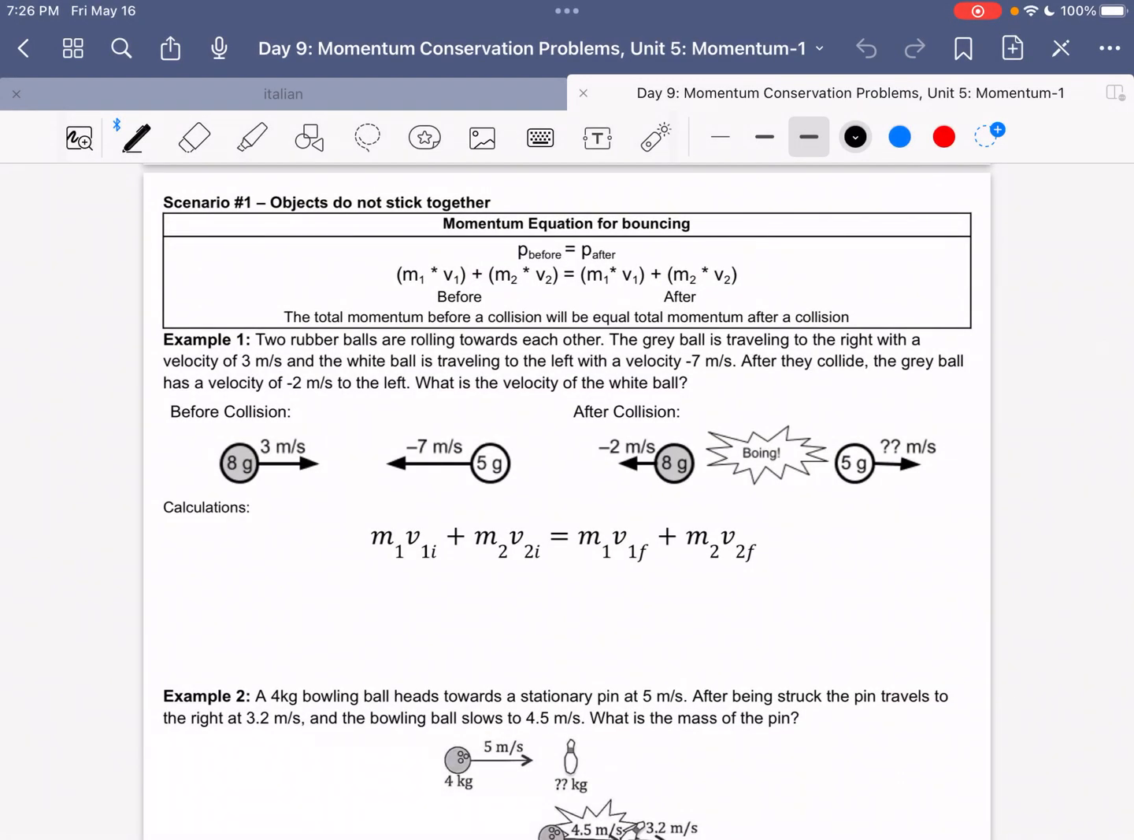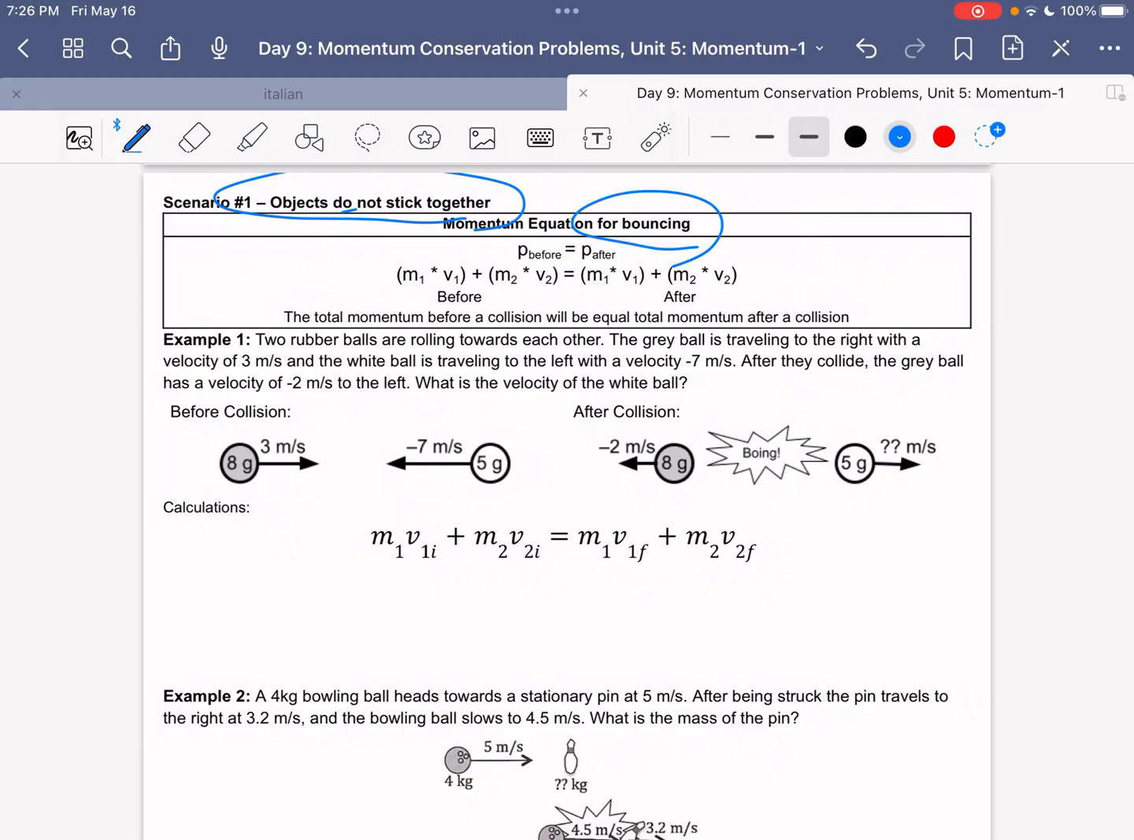Hello, children. Today we're doing momentum. So let's focus on objects that do not stick together. So, bouncing. All right.